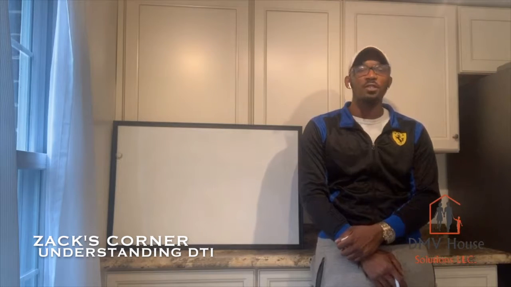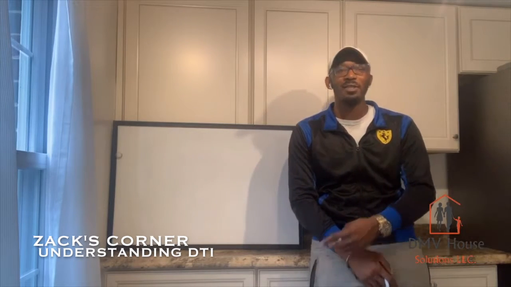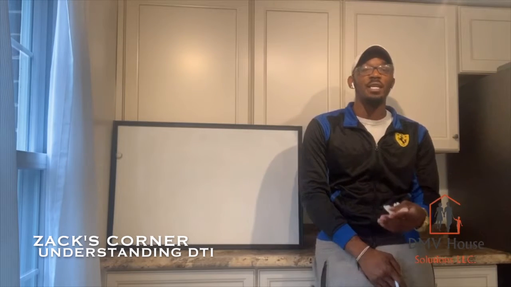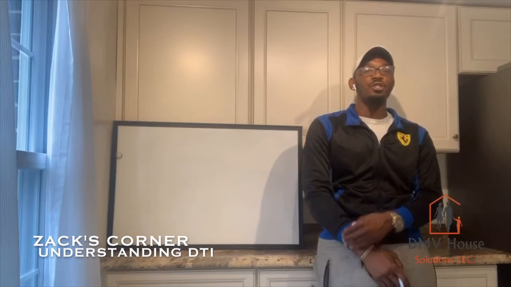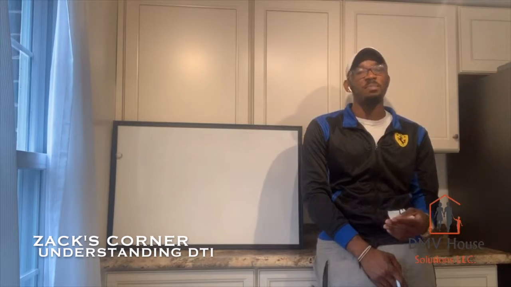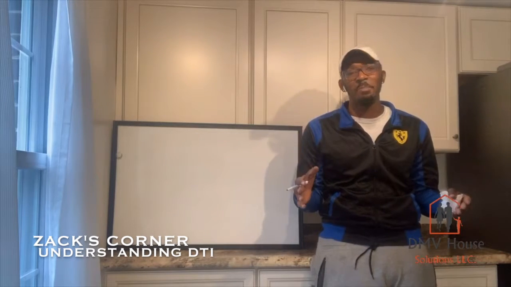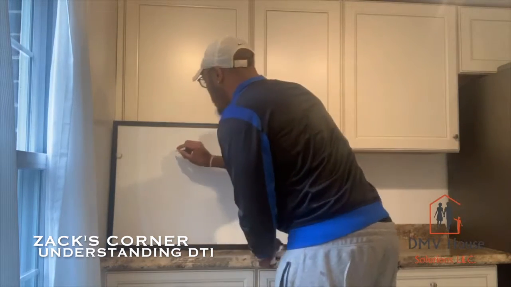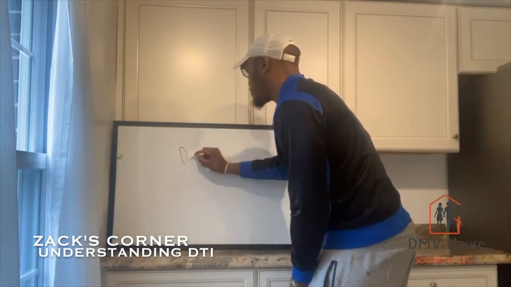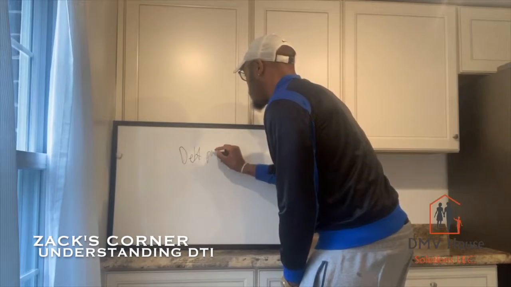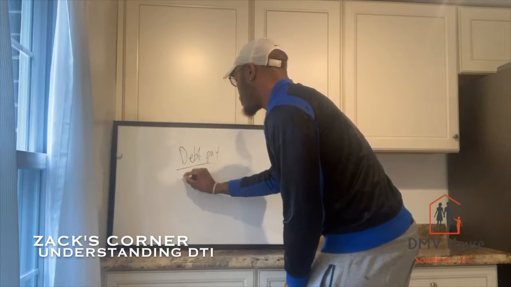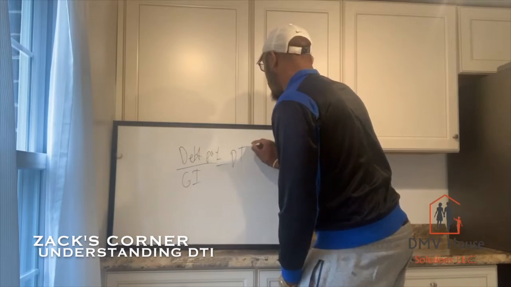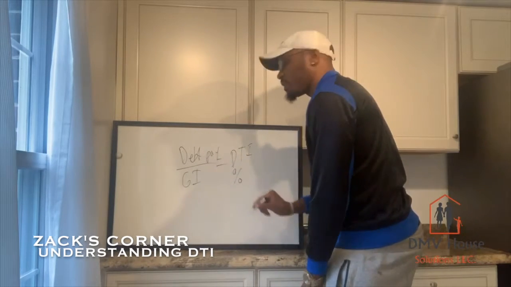So today we're gonna talk about something really cool, right? We're gonna talk about DTI. And for those of you guys who don't know, DTI stands for debt to income. So your debt to income ratio is just simply your monthly debt payments divided by your gross income. All right, so let's draw it out so that it's simpler to see. We're just gonna use GI for income, and then it's DTI. And this number is always gonna be a percentage, right?